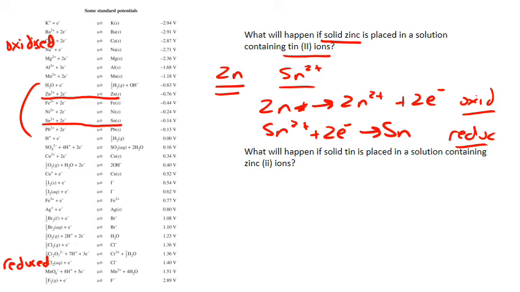A second question: what will happen if solid tin is placed in a solution containing zinc ions? Well, I would expect nothing to happen because zinc is more easily oxidized, but it's already in solution, so it's not going to be reduced. Tin is more easily reduced, but it's already solid tin. So I would expect in that second example, nothing would happen.